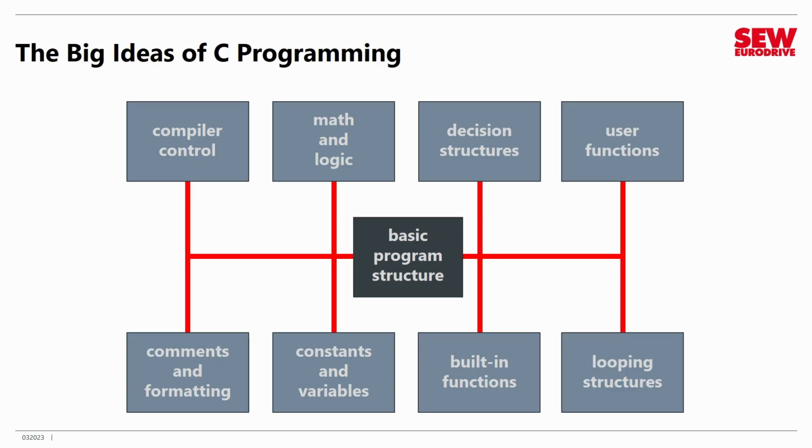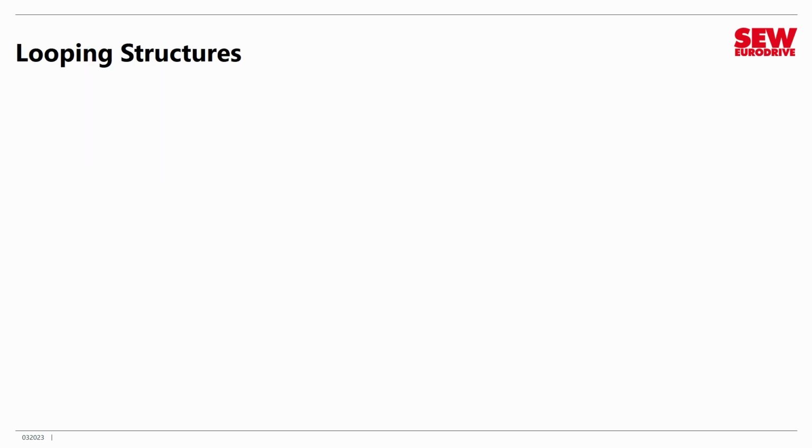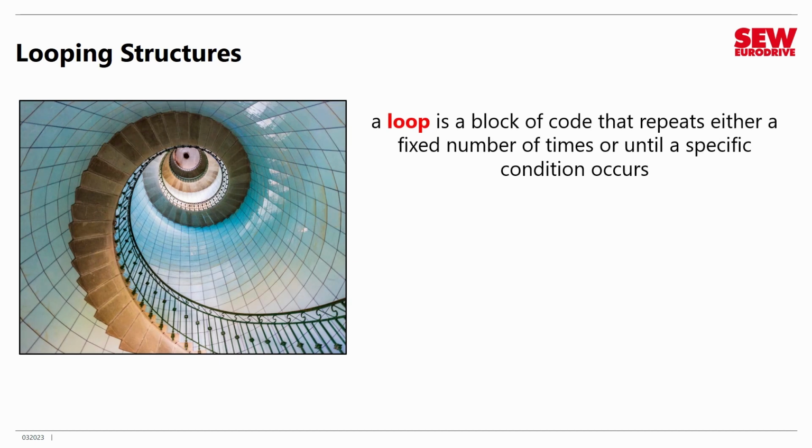What we're going to look at right now is something called looping structures. This is something very important in programming. You really can't write good programs without loops. So let's take a look at them. A loop is a block of code that just repeats either a fixed number of times or until a specific condition occurs. So there are really two kinds of loops, ones that count and ones that just operate until something happens and then they stop.